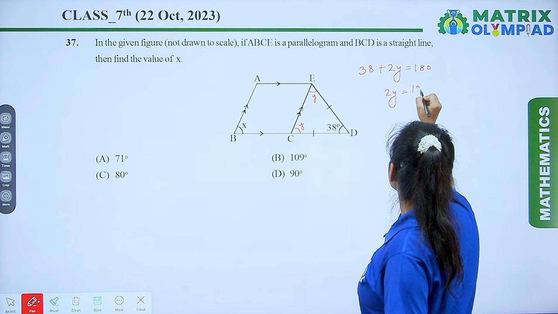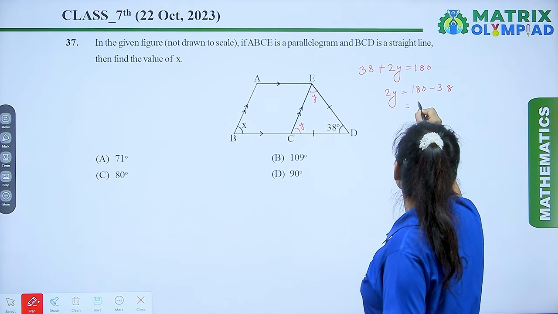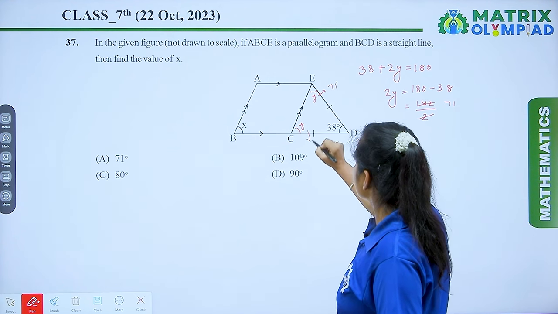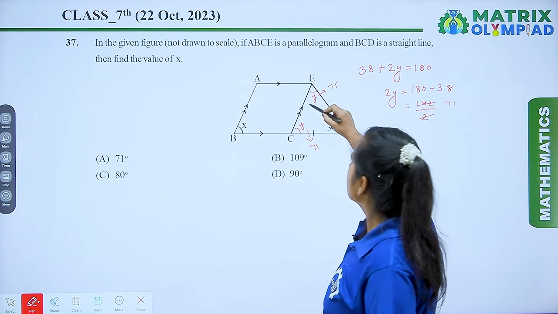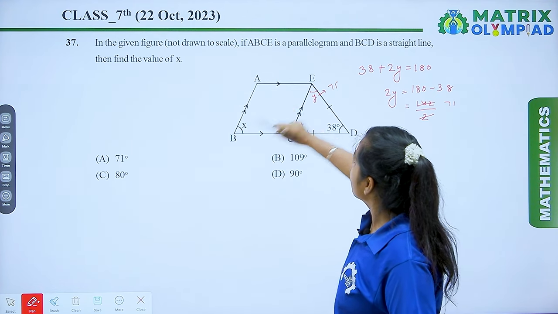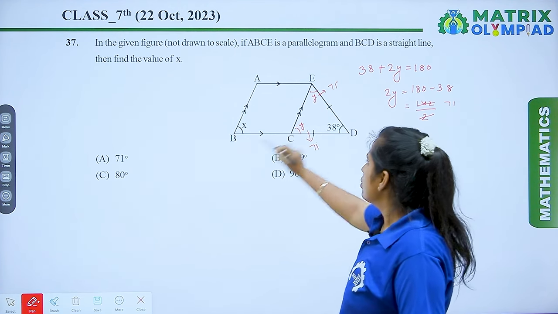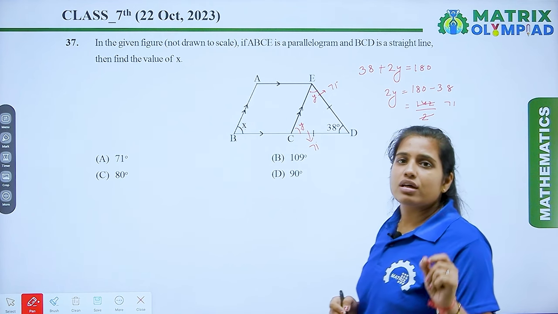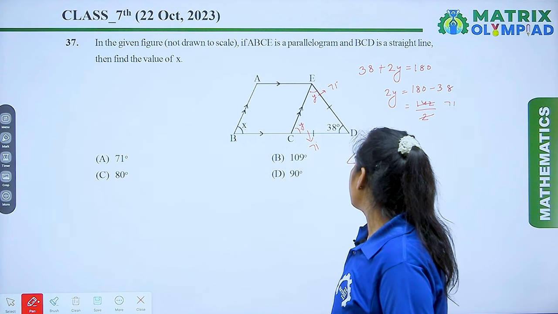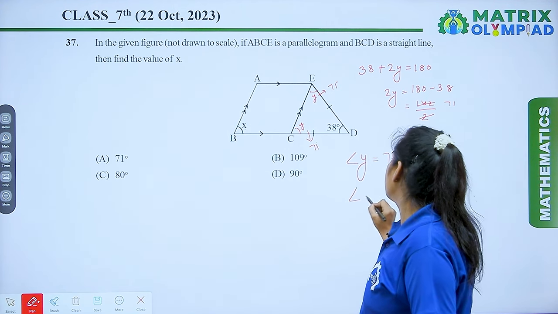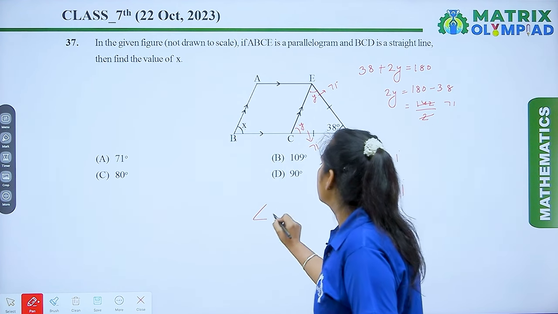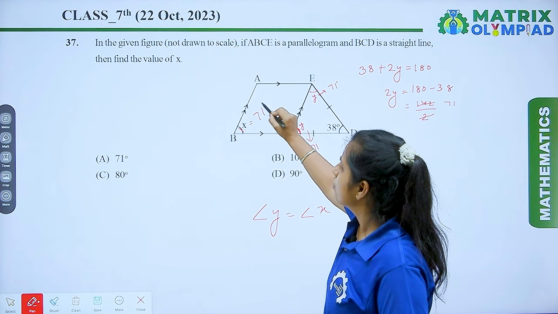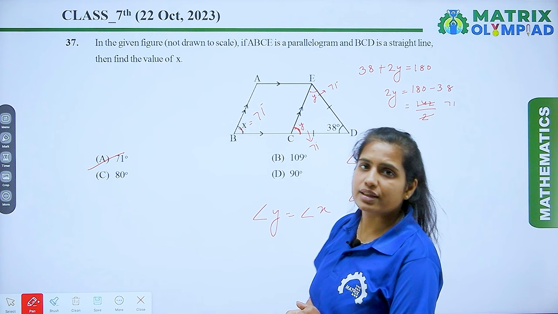So 2y is equal to 180 minus 38. So here the angle is 71 degrees. Now we know that in a parallelogram, AB and EC lines are parallel to each other. So BC is a transversal. Here angle x and this angle y are corresponding angles. If the value of angle y is 71, then the value of angle x is also 71, because y is equal to x. They both are corresponding angles. So option A is the correct answer.